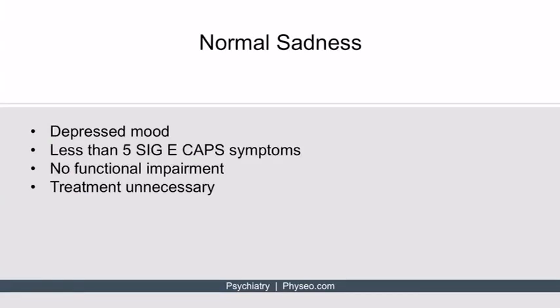Normal sadness can be confused with depression because they share some of the features. For example, a patient with normal sadness will likely have a depressed mood, and they may also have several of the SIG-E CAPS symptoms. However, there are 2 key differences. First, the patient will have less than 5 SIG-E CAPS symptoms. And second, the patient will have no functional impairment. This is a self-limiting condition, so treatment is unnecessary.